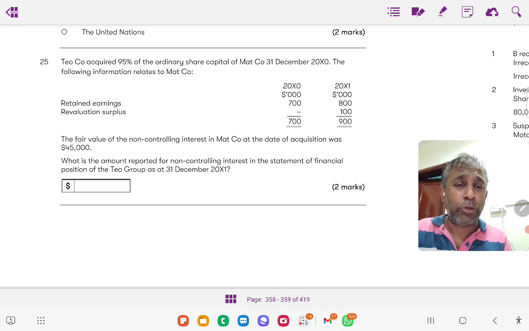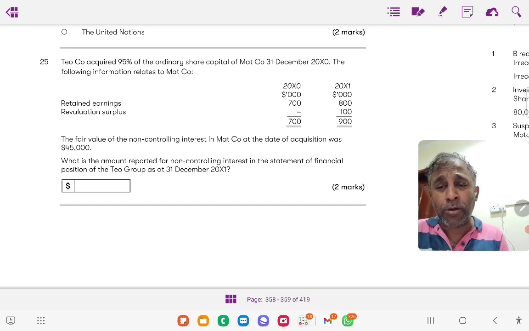Revaluation surplus for the during the year 200. The fair value of the non-controlling interest in M company at the date of acquisition was 45,000. Question is, what is the amount reported for non-controlling interest in the statement of financial position of the T company as of 31st December 2011?